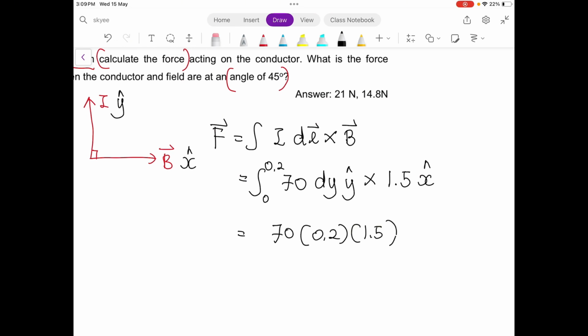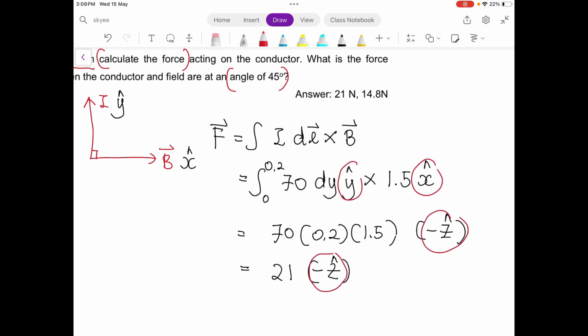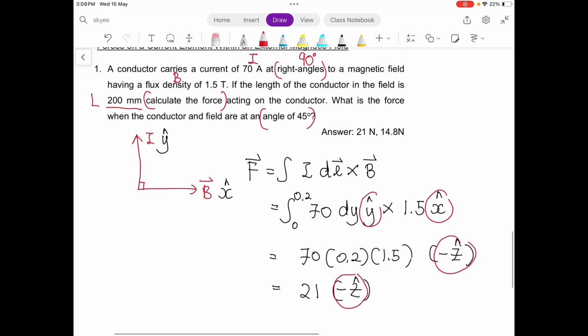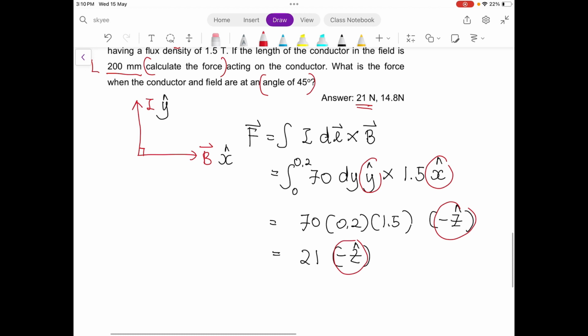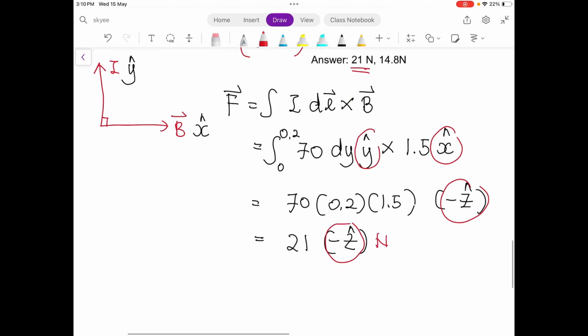So y cross x gives you negative z. It is 70 times 0.2 times 1.5, so 21 is the magnitude and the direction is negative z. Of course, if you assume different directions, you will get a different direction of force, because this question doesn't specify the directions, so we can put any direction. As you can see, they only want the value, so as long as your value is correct, it is acceptable.